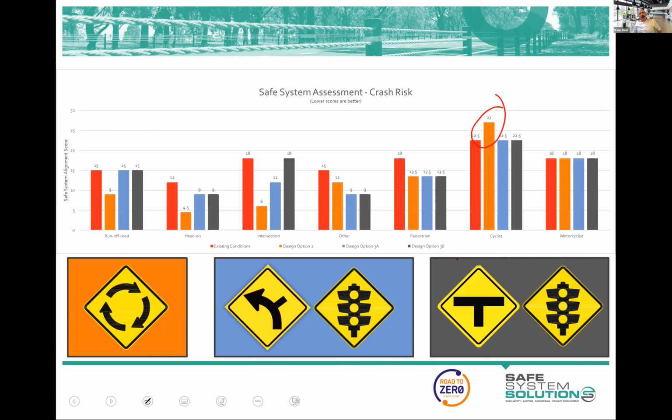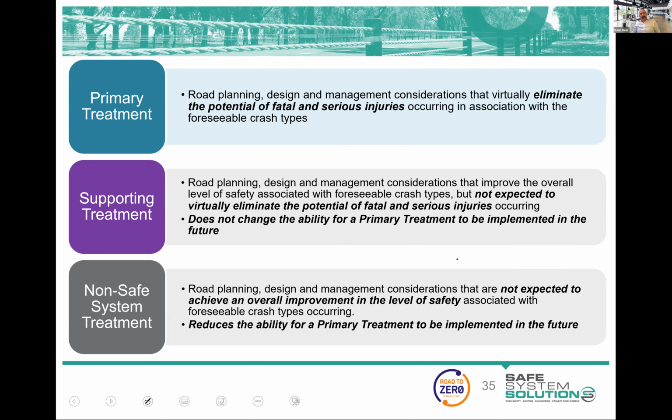And for each of those ideas that you come up with, you categorize those into either a primary or a supporting treatment. Now, you wouldn't be calling them a non-safe system treatment, or you wouldn't be suggesting any of that. That's more there for terminology, I suppose. But you'll be basically saying either it's a primary treatment or it's a supporting treatment.